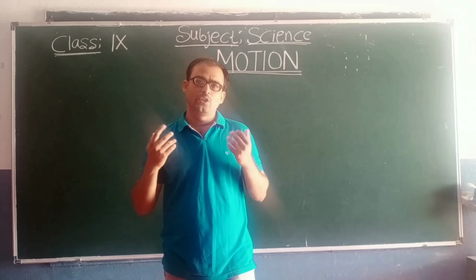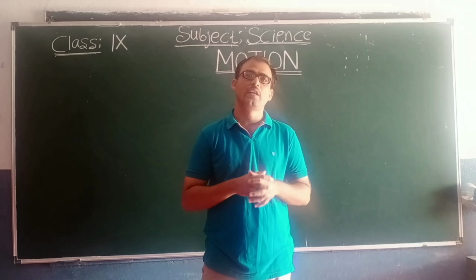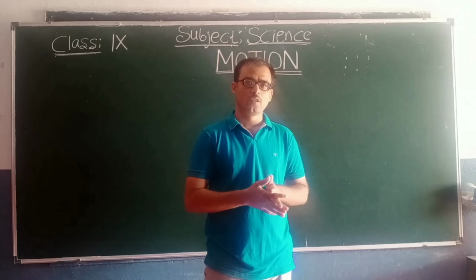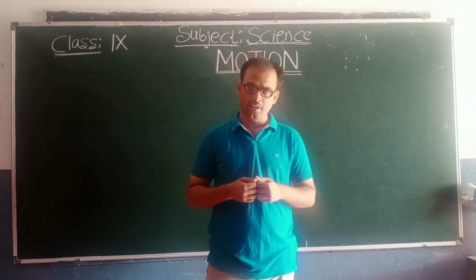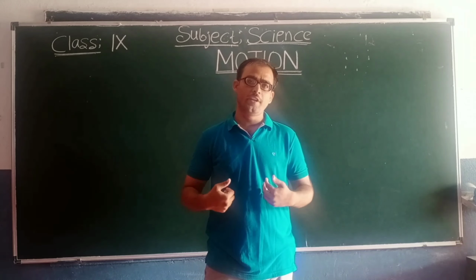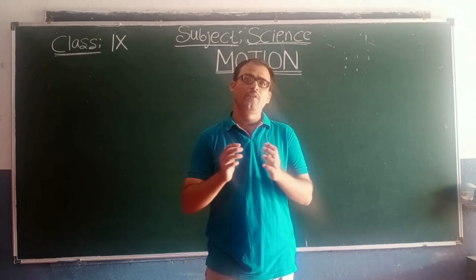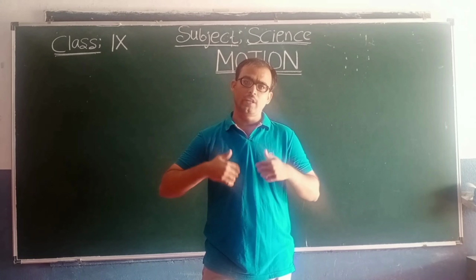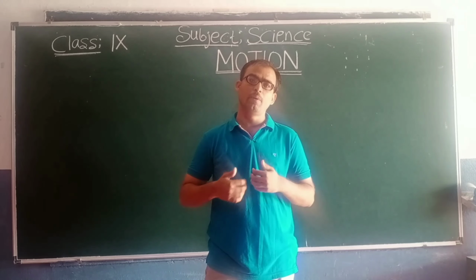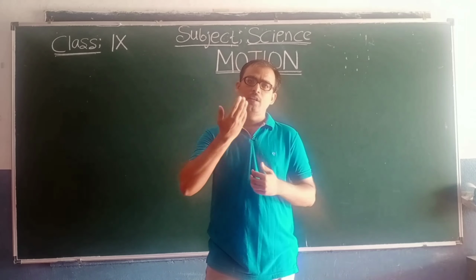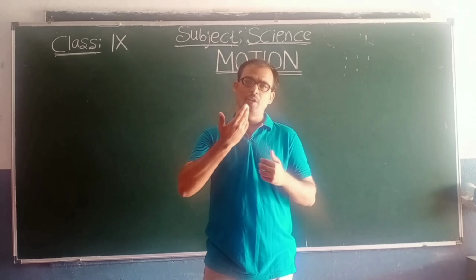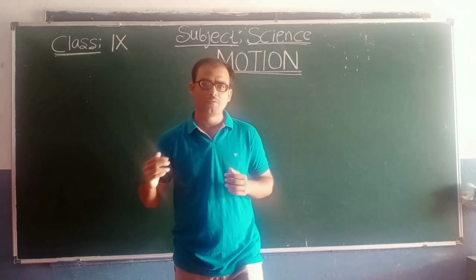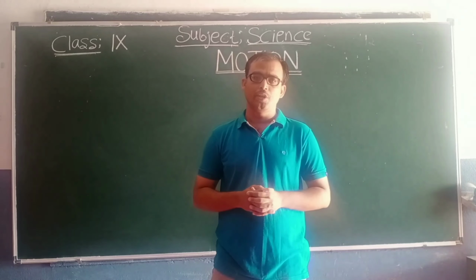So in the universe, in nature, most of the things are set in motion. If something is at rest, we cannot say that it is truly at rest. For example, I am standing here, but you cannot tell that I am stationary. The blood is flowing in my body, the blood is in motion, and the air is moving in my windpipe. It is also in motion. So these are some of the examples of motion.